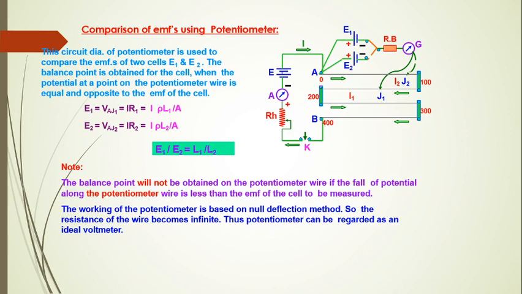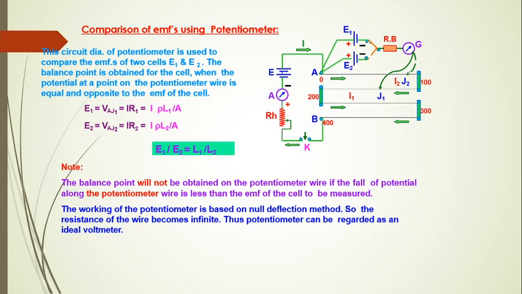First, allow the constant current through this wire by adjusting the value of the rheostat. When constant current passes through this wire having a uniform area of cross section, close the key for E1 through this two-way key. Then E1 comes in the circuit. Slide the jockey J1 over the wire and obtain the balance point where the galvanometer shows zero deflection. This is E1 in the circuit. So E1 equals I into R1, and R1 equals rho L1 divided by A.